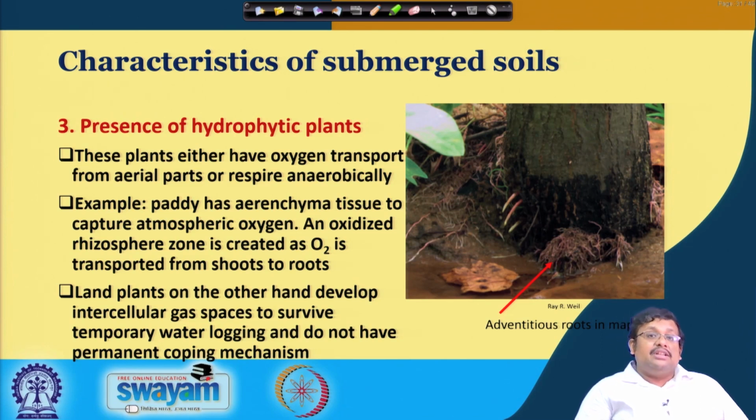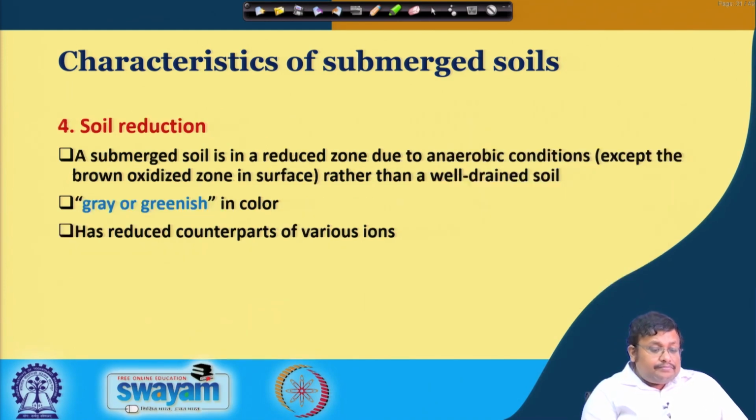And land plants, on the other hand, develop intercellular gas space to survive temporary waterlogging and do not have a permanent coping mechanism. For example, you can see in the case of salty land, in submerged soils, you also see adventitious roots of different plants, which are helpful for their growth.